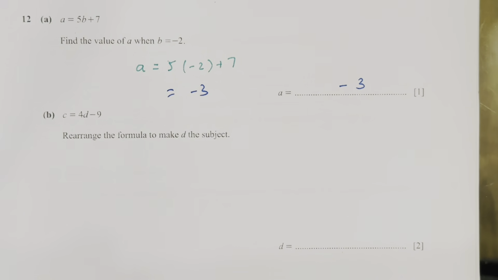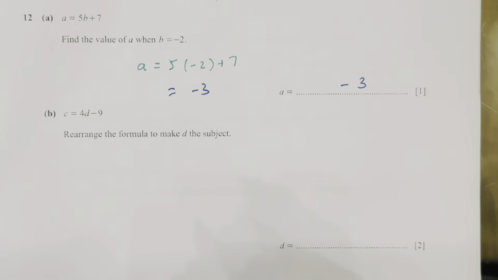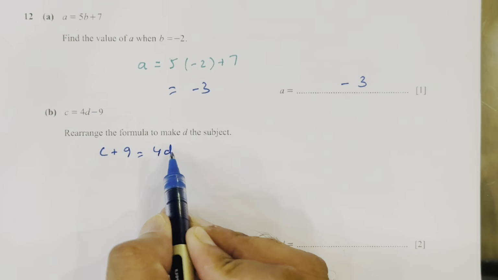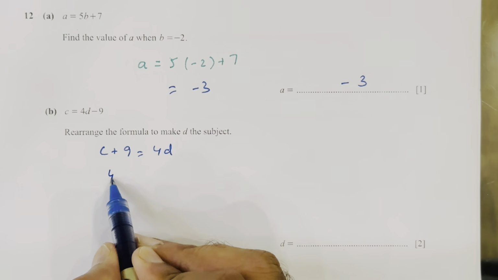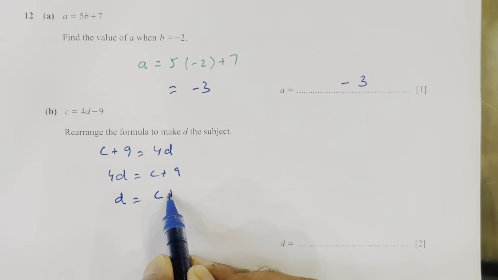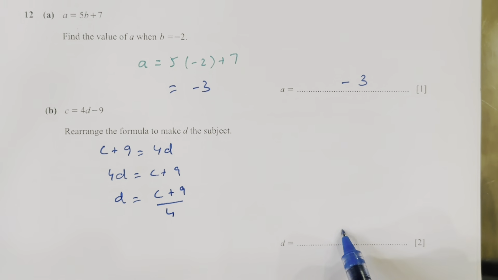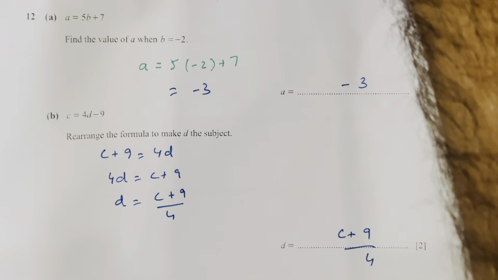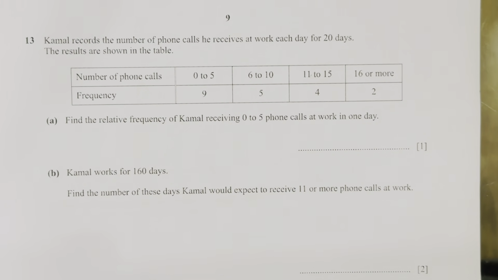Then rearrange the formula to make d the subject. It would be like that. C plus 9 is equal to 4d. Then 4d is equal to c plus 9. D is equal to c plus 9 over 4. So this would be our subject, c plus 9 over 4. So this was an easy question too. Moving to question number 13. Question number 13 is related to stats.